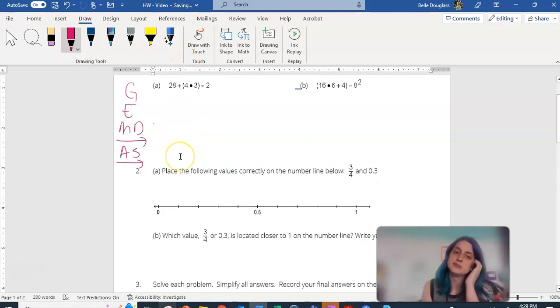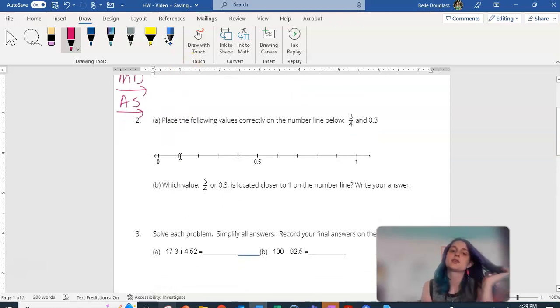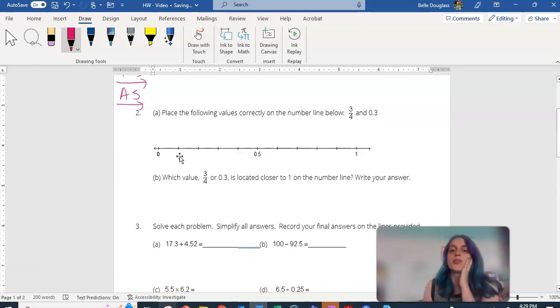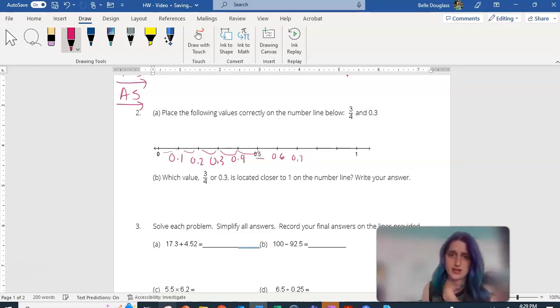All right, let's do number 2 together. Place the following values correctly on the number line below. We have 3/4 and we have 3/10. So I can see that this number is 0 and 5/10. So I'm going to check and see if I can fill in what those missing spaces are. This is 1, 2, 3, 4, 5. Okay, so I'm going to be counting by 1. So this is 0.1, 0.2, 0.3, 0.4. There's already 0.5, 0.6, 0.7, 0.8, 0.9, and 1.0, or like 10, it looks like.